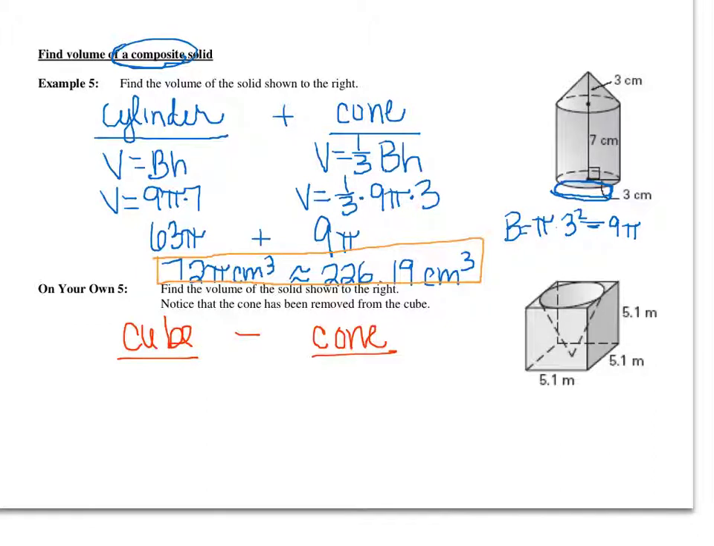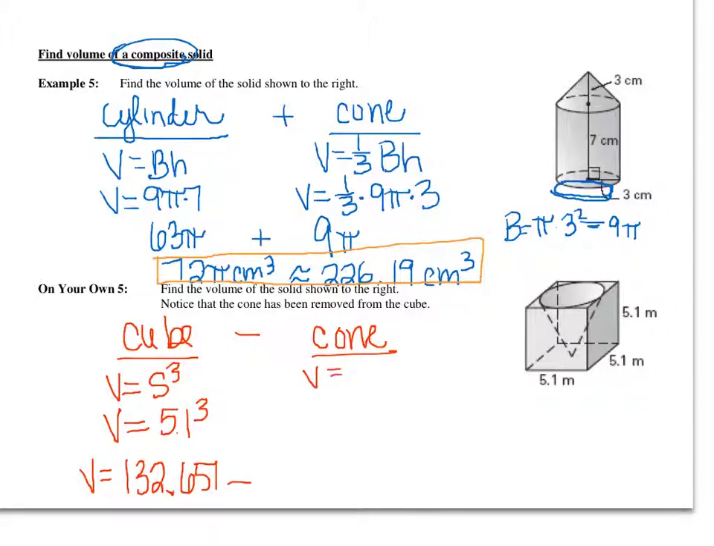The volume of a cube is my side length cubed. So the volume of my cube is 5.1 to the third power. If we do 5.1 to the third power, you'll get 132.651. We're not going to do any rounding because we can easily write that down without rounding. Now I need to subtract my cone.